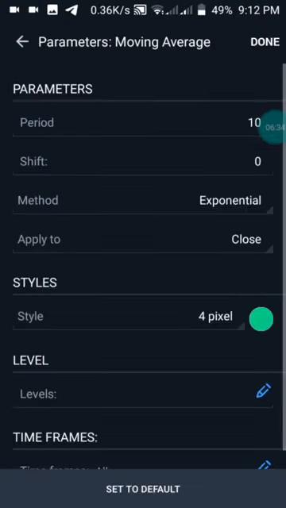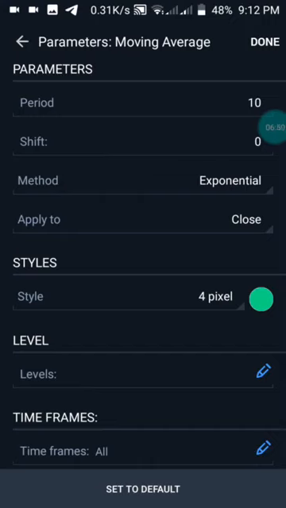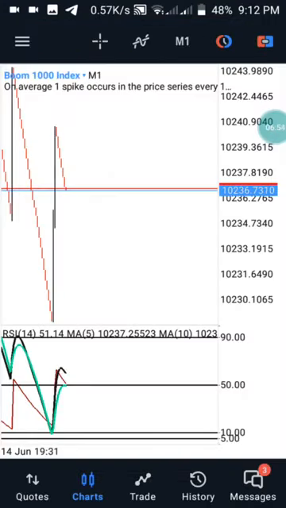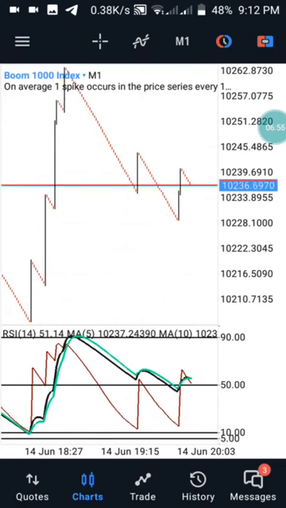Then we have our second moving average, which is the last moving average. We have the period of 10, we have shift of 0, we have method to be exponential, we have applied to close. Then we have our style in this color. Then you can choose any color of your choice also. Then you can press on done. Then you will have the same settings I have here on my chart.